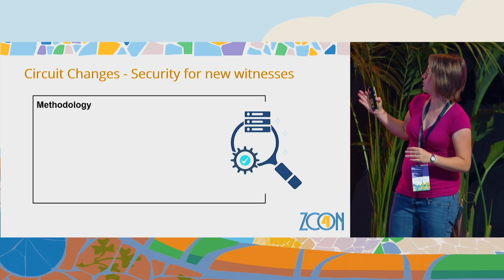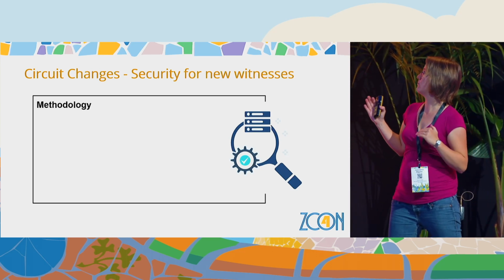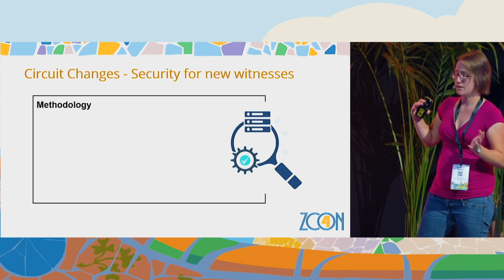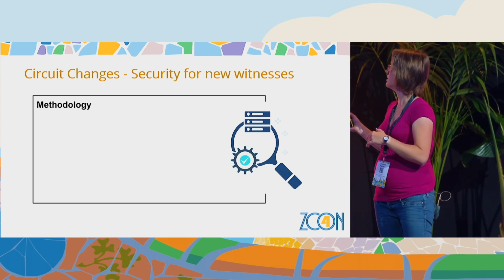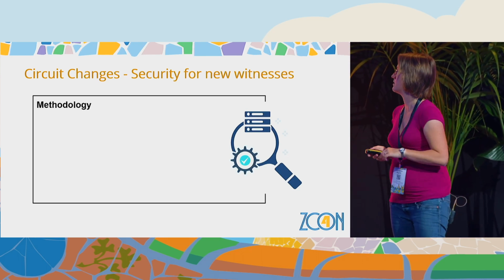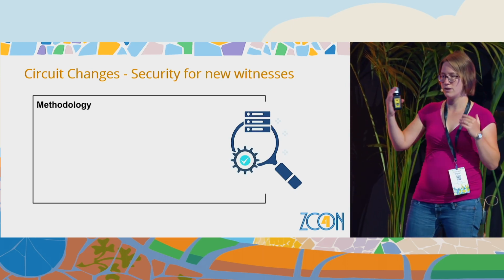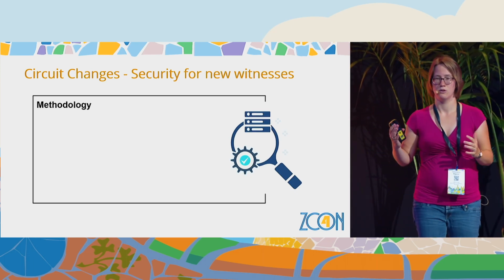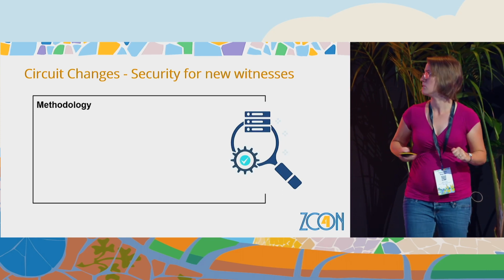As I explained at the beginning, it is quite easy to introduce some vulnerabilities when we add some new witnesses. It is what I explained with the isNative asset example. So we try to find some guidelines to be more confident in our implementation.